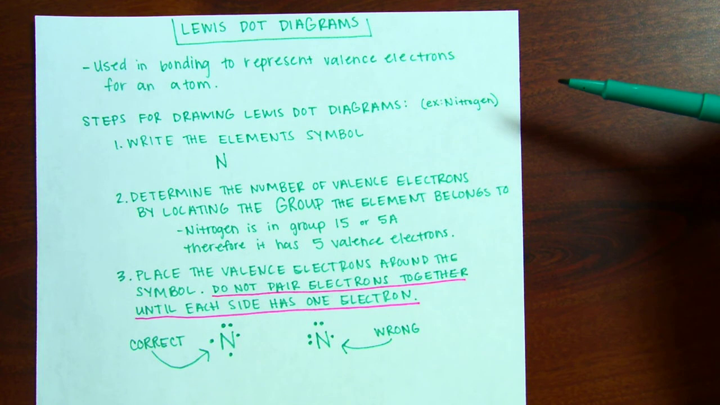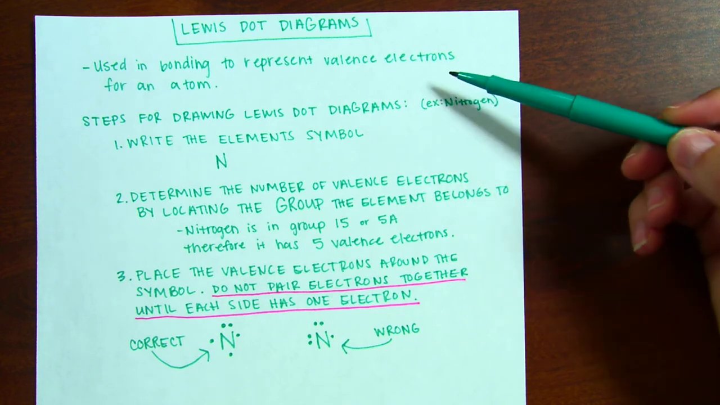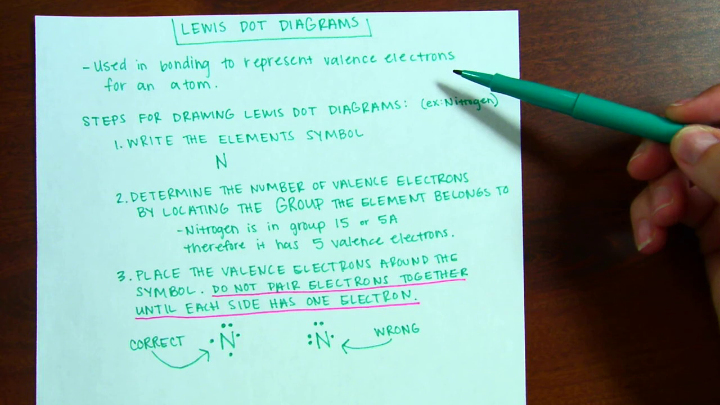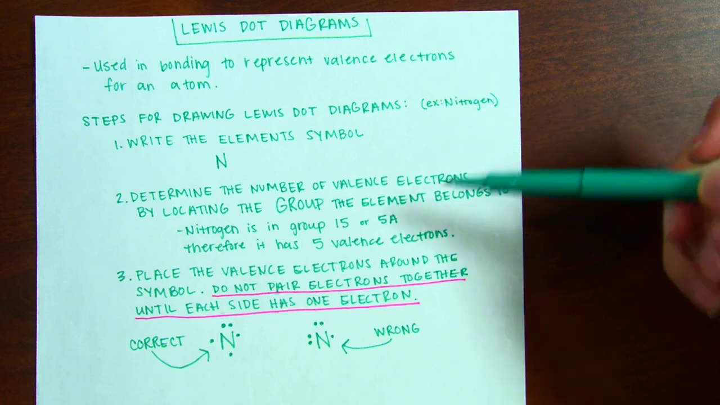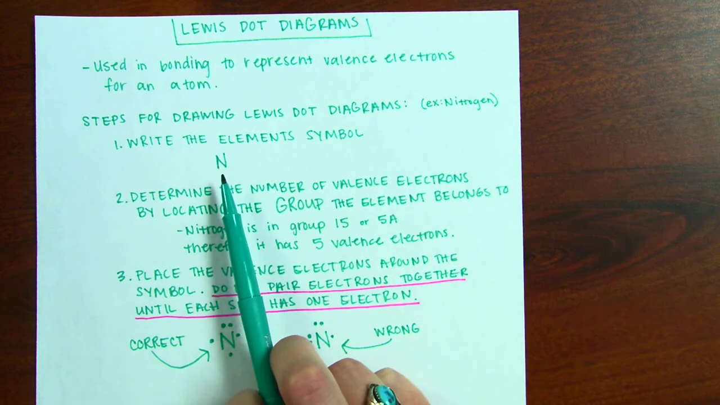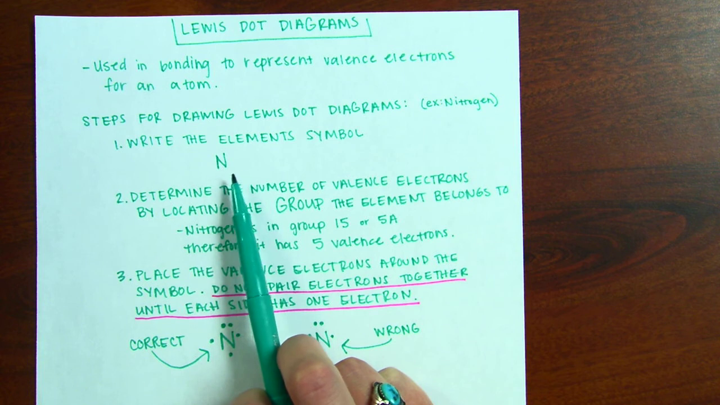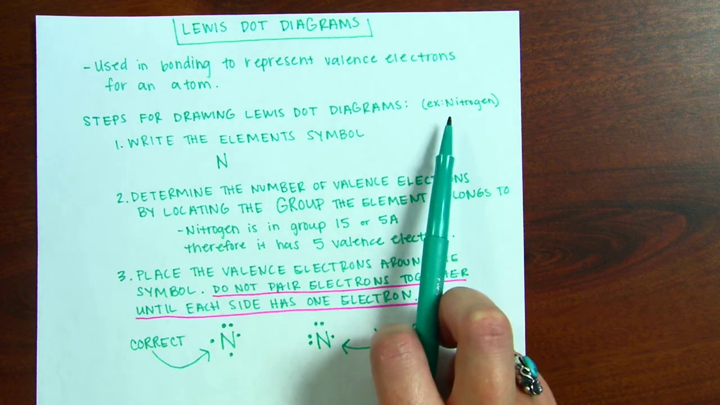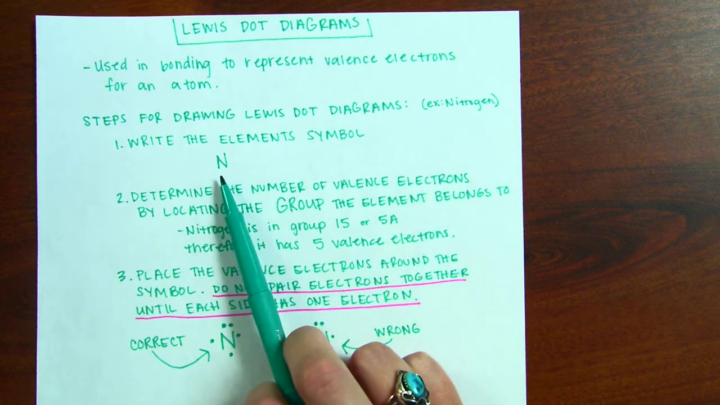Essentially, a Lewis dot diagram is a way that we represent valence electrons for an atom. Our steps below tell you the first thing you do is write out the symbol for your element. So our example that we're going to work through right now is nitrogen. I have the symbol for nitrogen here.